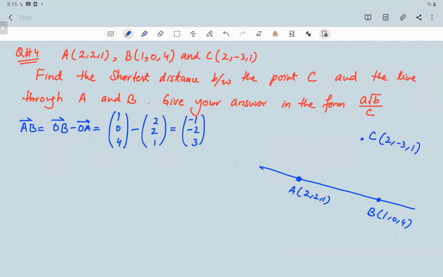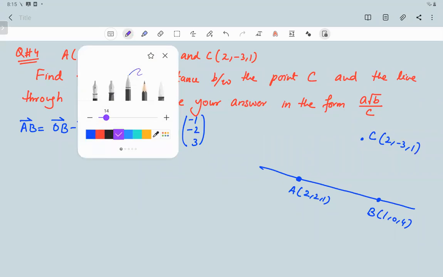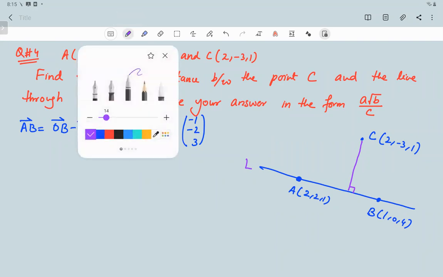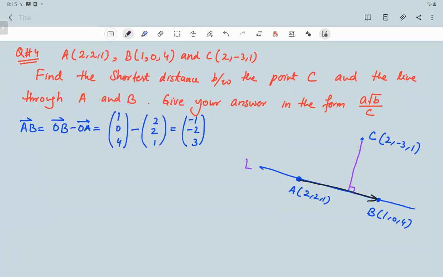Okay, and our job is to calculate this purple distance. It is this distance that we have to calculate. Okay. First of all, we will find the vector equation of the straight line, this blue line, which passes through A and B. Vector AB will act as a direction vector, okay?